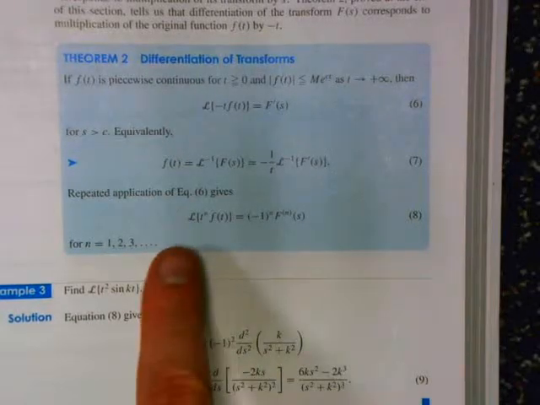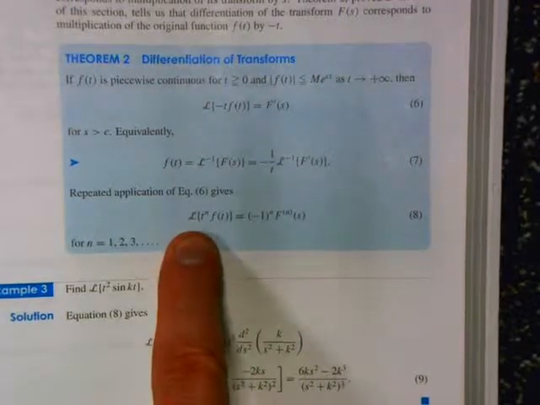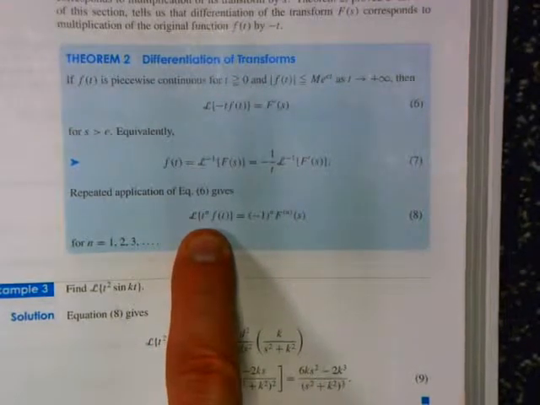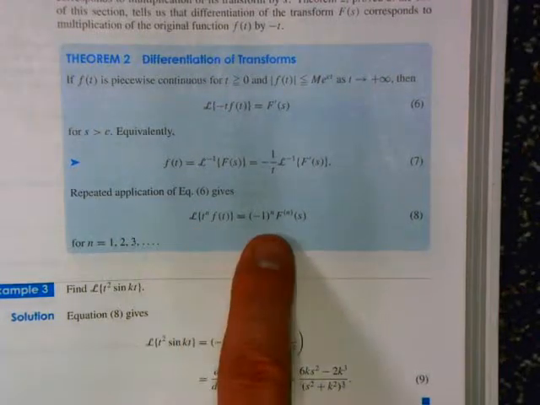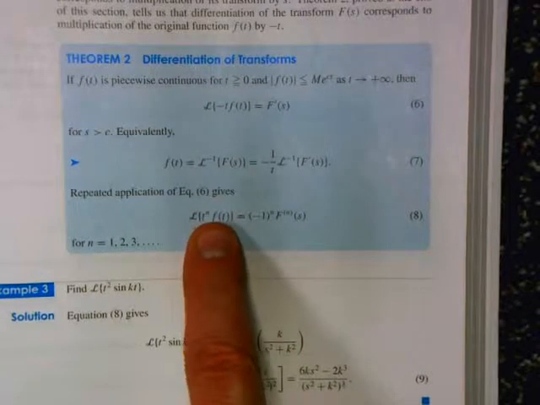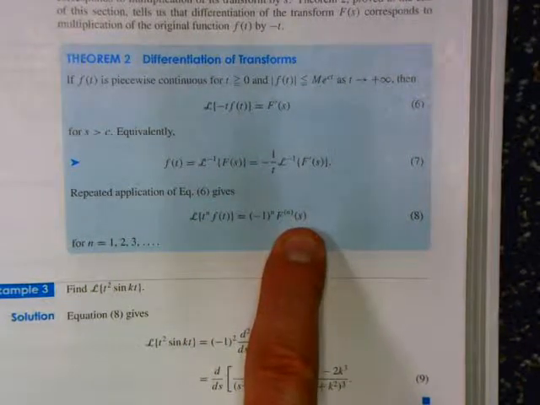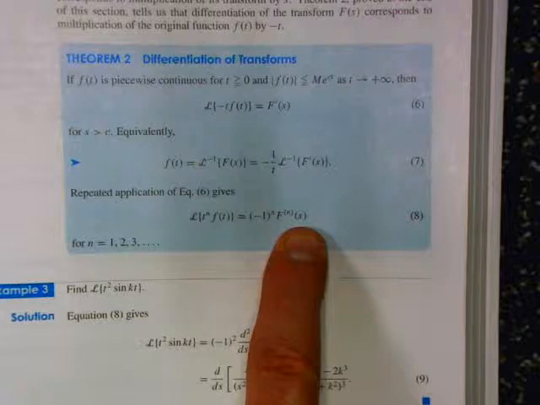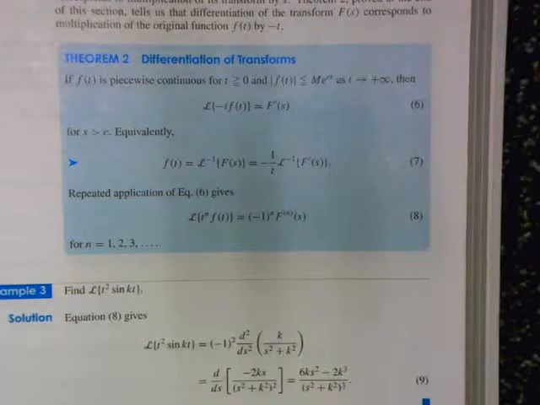And a repeated application says, if instead of just having t, I had t squared or t cubed or t to the fourth or whatever I had there, I could use this theorem over and over and over again, and I would end up with a negative 1 to the power, whatever my original power was, times the nth derivative of my Laplace transform. Questions on that?